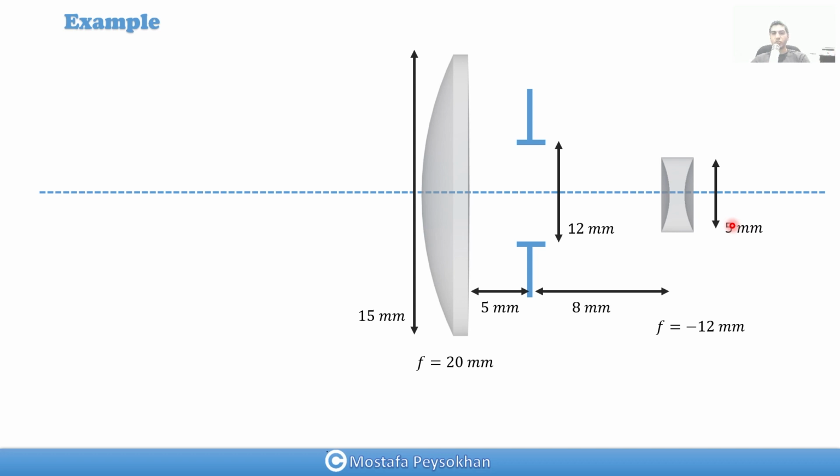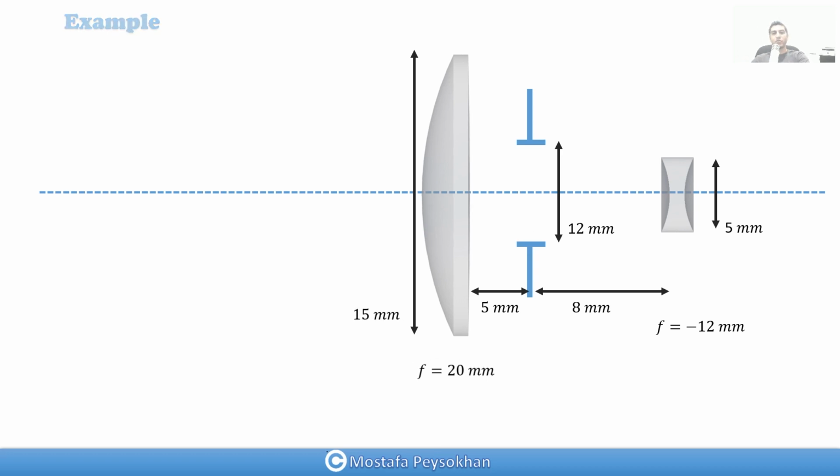Now, we should guess which one is the stop of our optical system. My guess is that this is a mechanical stop, so that's the main stop of my optical system. But now let's see which one is the main one.